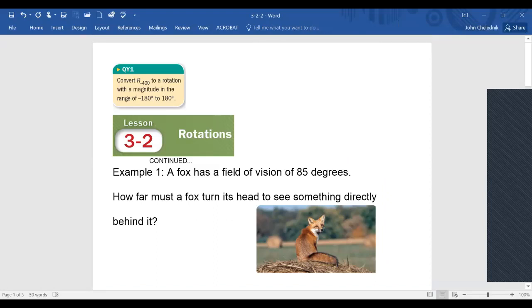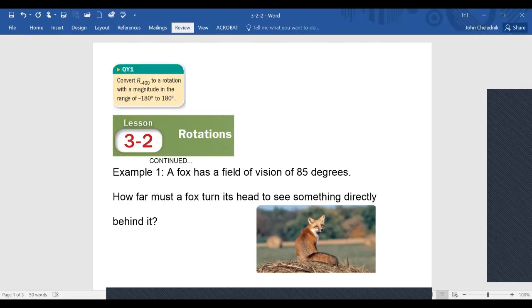It says, convert r sub negative 400 to a rotation with a magnitude in the range of negative 180 to 180. Basically what this means is if you're rotating something 400 degrees, what would be the smaller rotation that would be equivalent to that rotation? So a full rotation is 360 degrees, but then you're going 40 degrees beyond that, okay? And so that's actually the answer right there. It's 40 degrees.